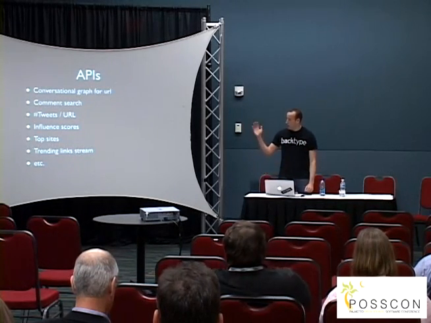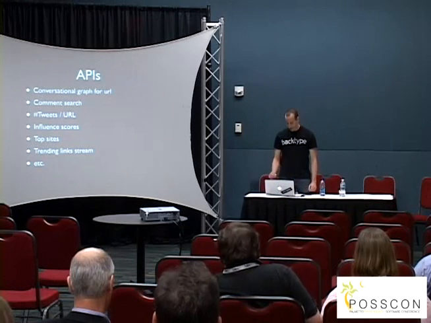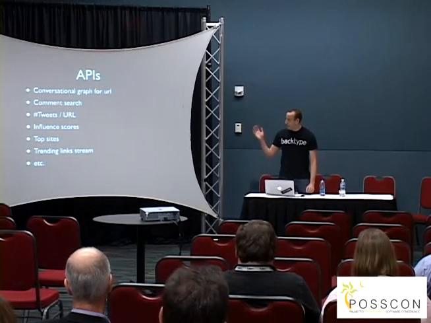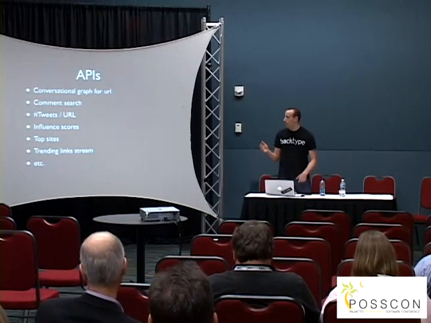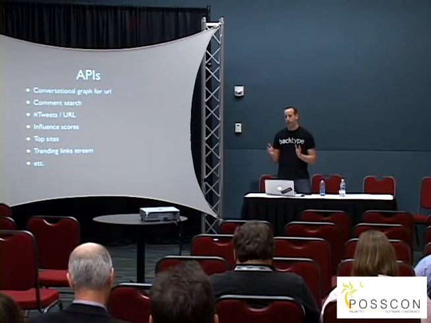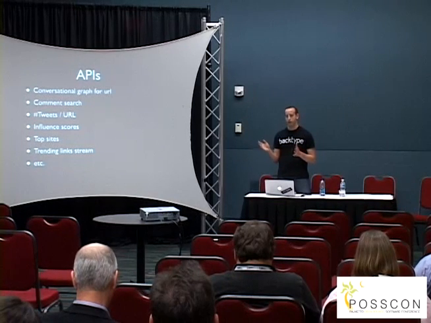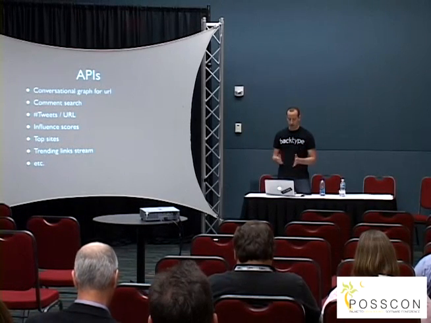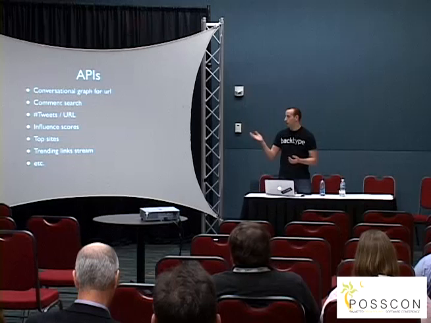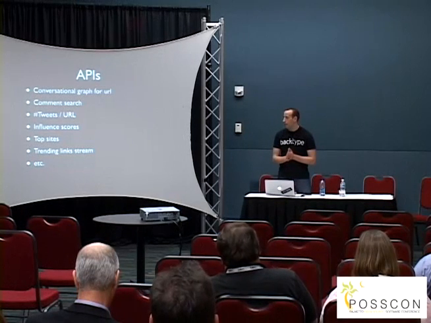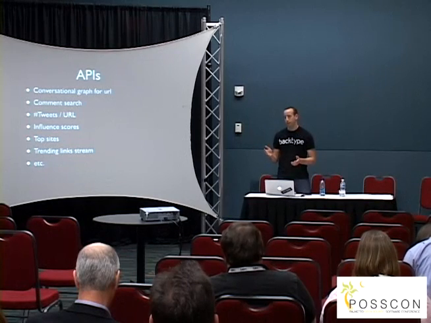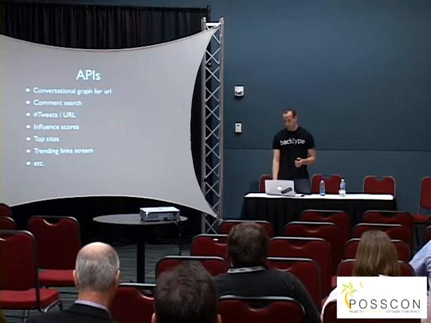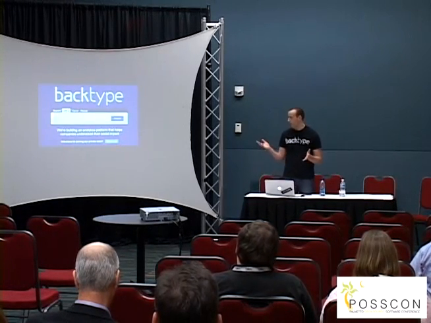So we have a variety of APIs that can tell you, for a URL, all the conversation happening on that URL across Twitter and blogs and Hacker News and Digg and Reddit. Search: you can search comments happening around the web. We can tell you the number of tweets for a URL, influence scores for people on Twitter, et cetera, et cetera. And here are some images of our products.